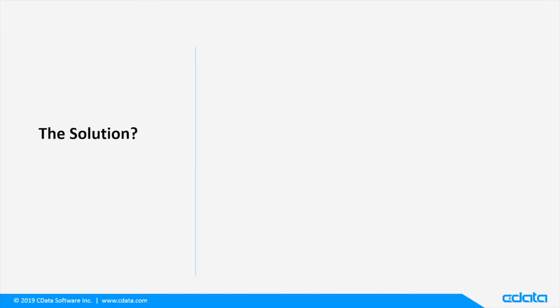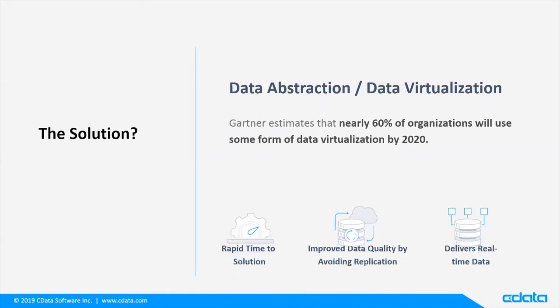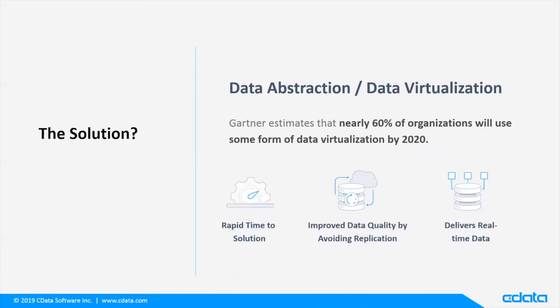So how do we solve that problem? One of the more popular approaches is through data virtualization. Gartner estimates that nearly 60% of organizations will use some form of data virtualization by 2020. And why is that data virtualization important? Because it provides rapid time to solution, improved data quality by avoiding replication, and it delivers access to real-time data.